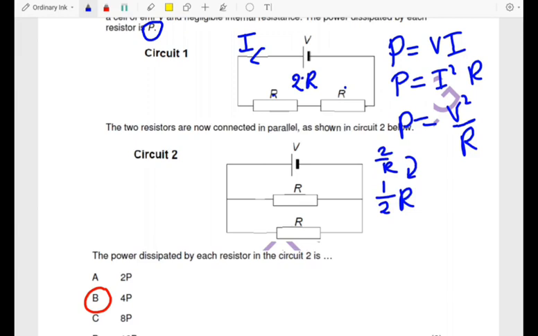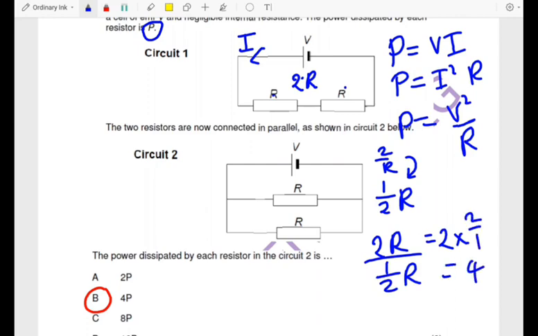So from 2R to half R, you see that the resistance decreases by a factor of 4, because 2 divided by half will be the same as 2 times 2 over 1. The R's cancel out, 4. So the resistance decreases 4 times. So the current here must increase 4 times. So the current is 4I. The current is going to split, which means in each resistor I'll have a current of 2I.